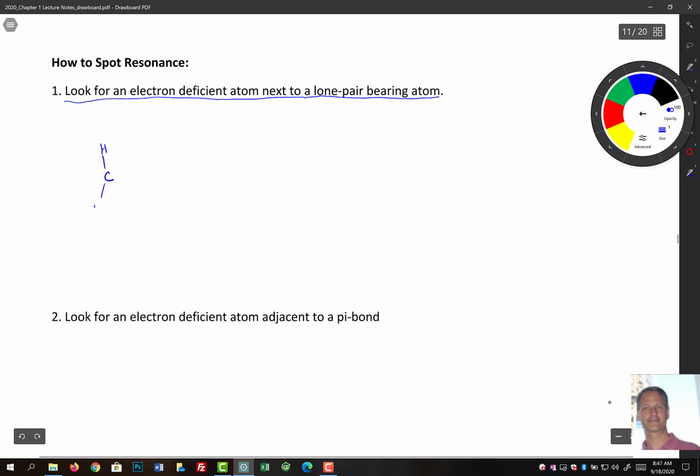So here's an atom. Let's make it with 3 bonds. So this is electron deficient, right? Formal charge is a +1 if there's 3 bonds to it. And then let's put it next to a lone pair bearing atom. So what about an OH, like of an alcohol. All right, so this is an example. So we have a lone pair bearing atom, oxygen, adjacent to an electron deficient atom.